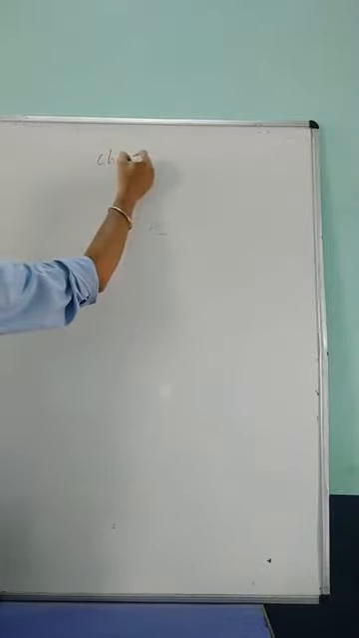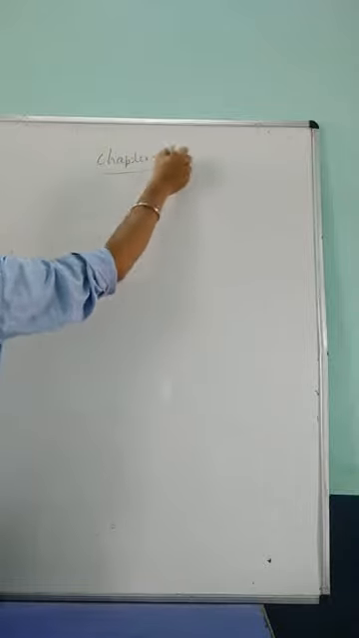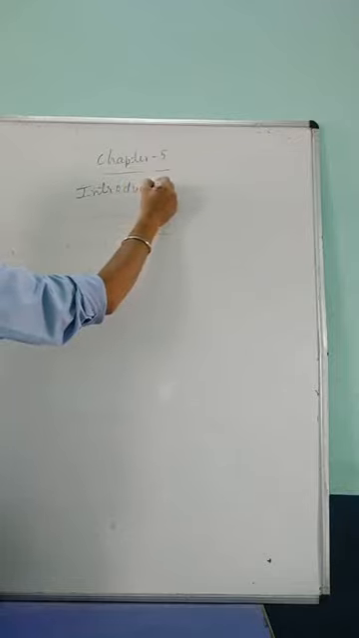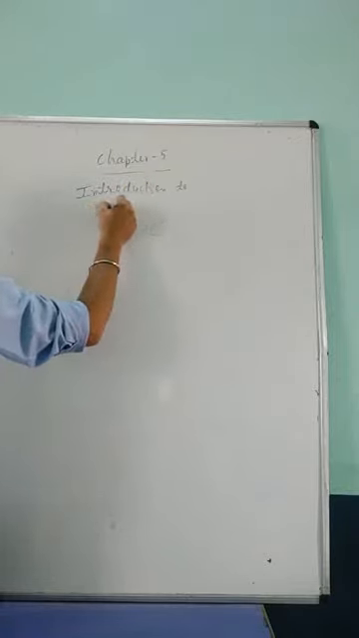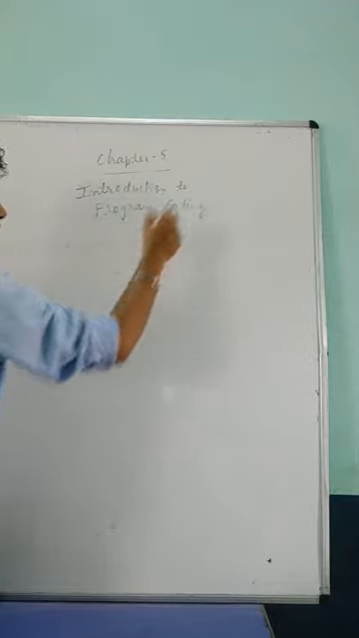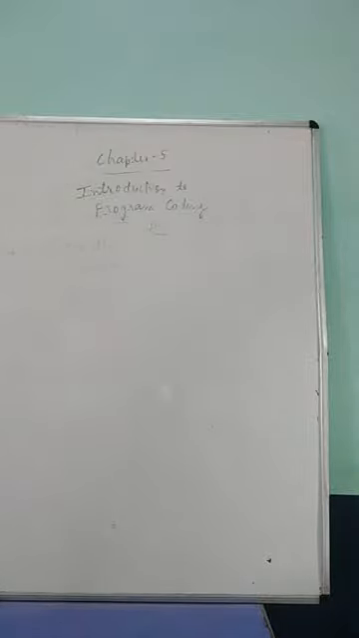Now we will start the next chapter, that is chapter number 5 in computer, the introduction to program coding. Our part will be to study what a program is, what coding is, where it is generated from, what its use is, and what the advantages and disadvantages are. These things we have to study in this chapter.